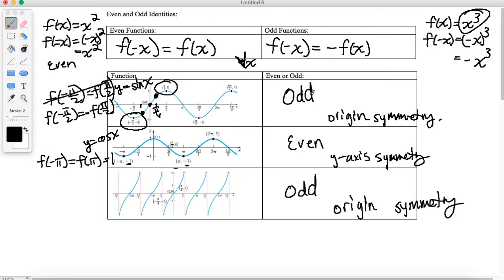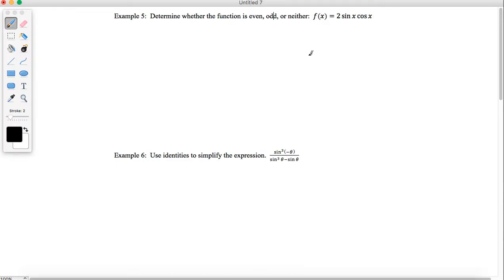And so not only are sine and tangent odd, their reciprocals are too. So tangent, cotangent, sine, and cosecant are all odd, and cosine and secant are all even. Let's look at some examples where we use this.